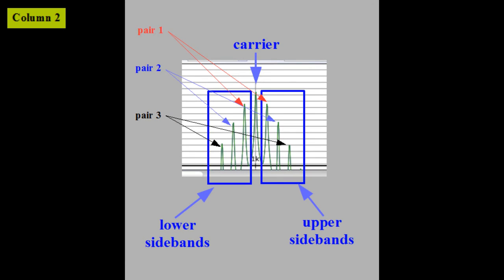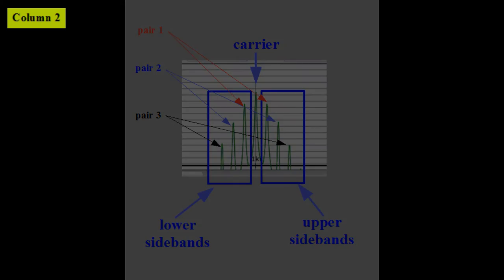The sidebands indeed occur to both sides of the carrier, and they always occur in pairs, an upper sideband plus a lower sideband at the same time. The difference of the frequencies between the upper sideband and the carrier and the lower sideband and the carrier are equal. Please notice that I have switched the signal analyzer from a logarithmical to a linear scale.